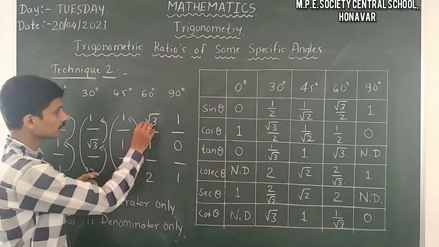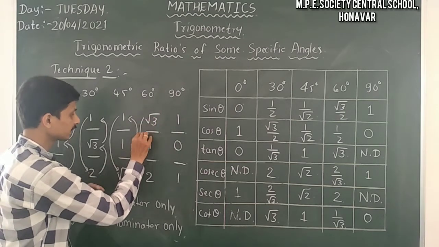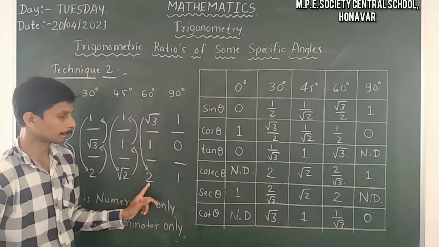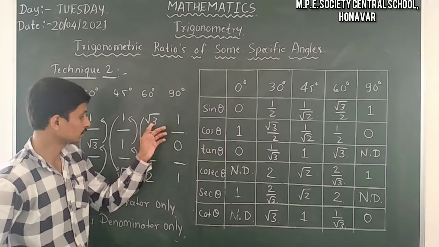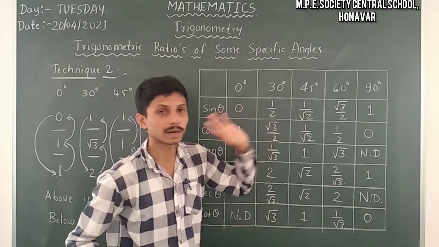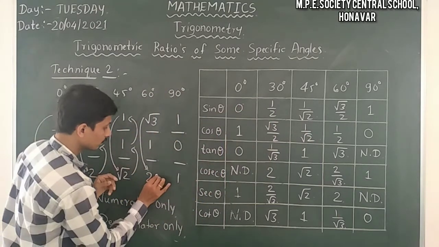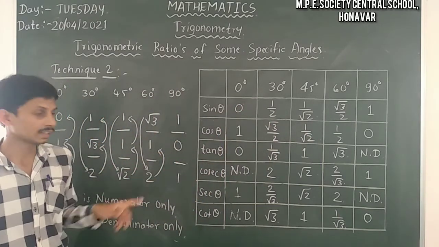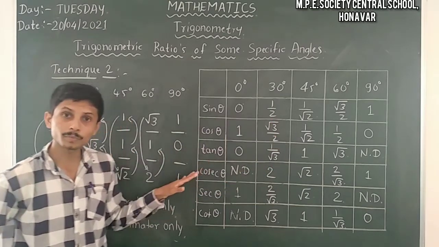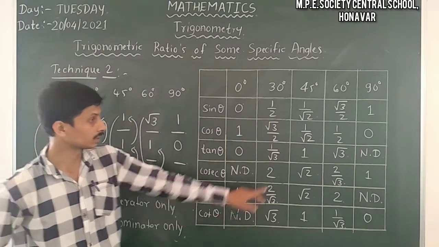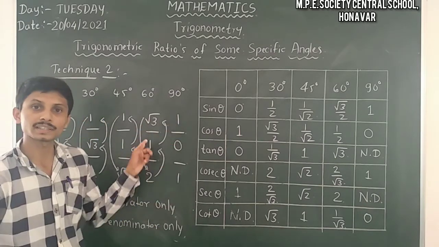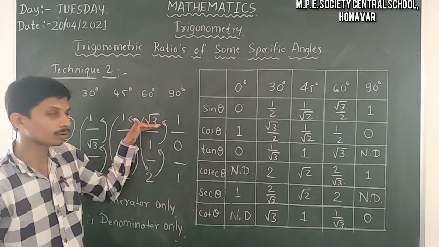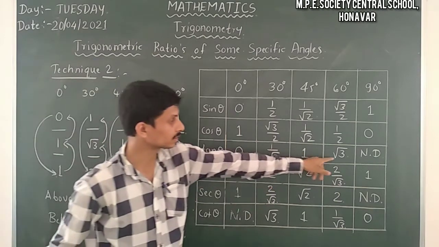Then finally sine 60 degree, that is root 3 by 2. Above will be numerator, below will be denominator. You have to follow that. So root 3 by 2 here, and cos 60 degree is 1 by 2. Above will be numerator, below will be denominator only, that is 1 by 2. And finally root 3 by 1 is tan 60 degree. Root 3 by 1, above will be numerator, below will be denominator, that is root 3.